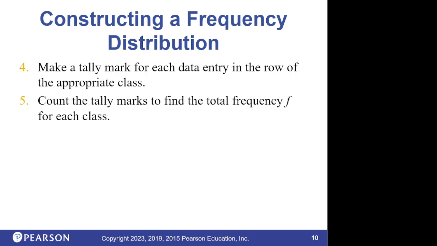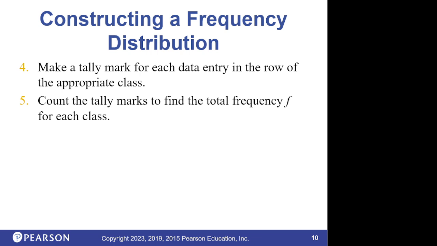And then we're going to make a tally mark for each piece of data in the bin or the class that data would fit in. And then we're going to count up all those tally marks, and we're going to say that's how frequent that range of data is. And so these five rules will make a frequency distribution.